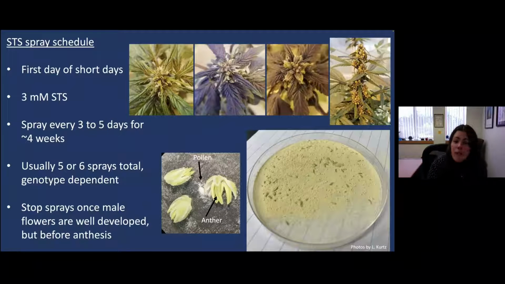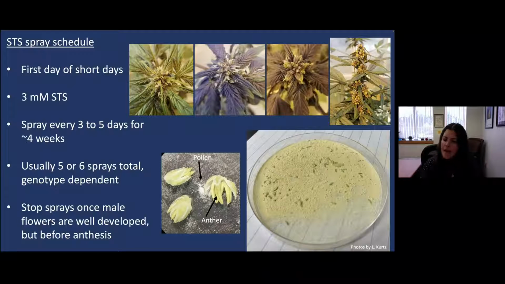This is just how we do things, and there are multiple ways of doing this, but we initiate the first spray on the first day of short days for a photoperiod type. We use a 3 millimolar concentration of silver thiosulfate. We spray every 3 to 5 days for around 4 weeks, which usually results in 5 or 6 sprays total. Of course, this is genotype dependent because some reverse or masculinize a lot easier than others.